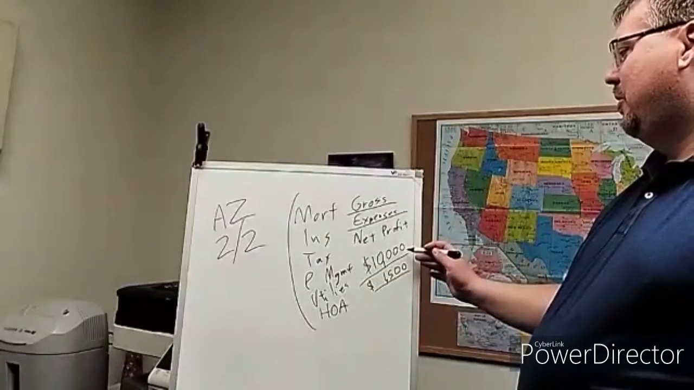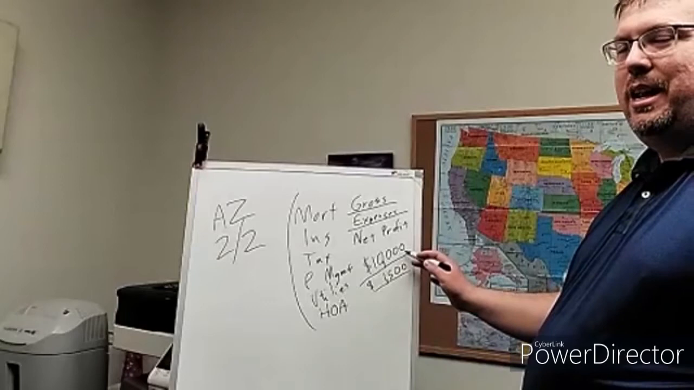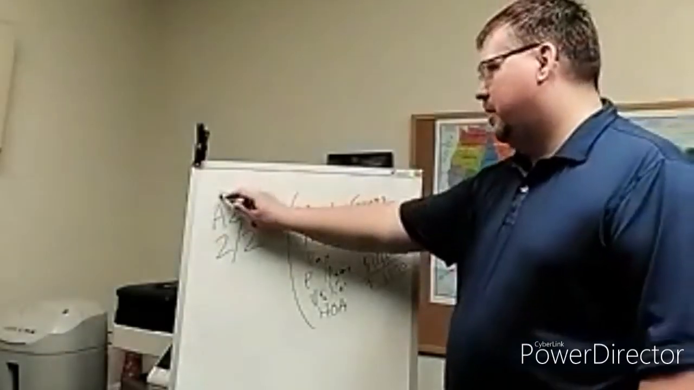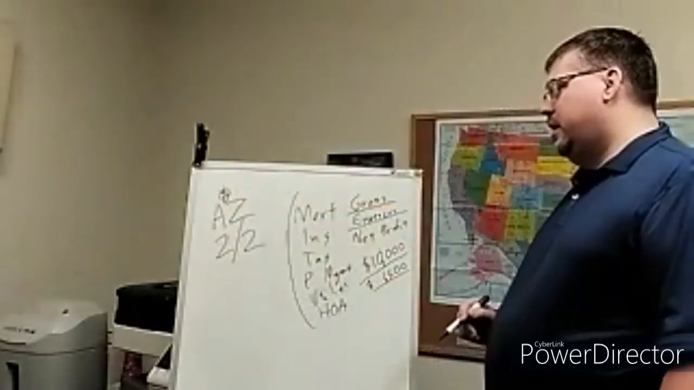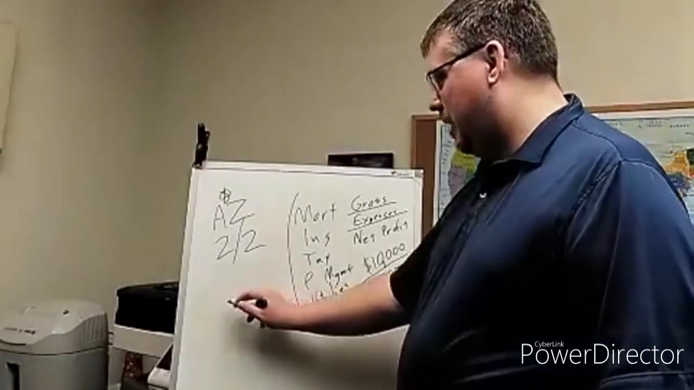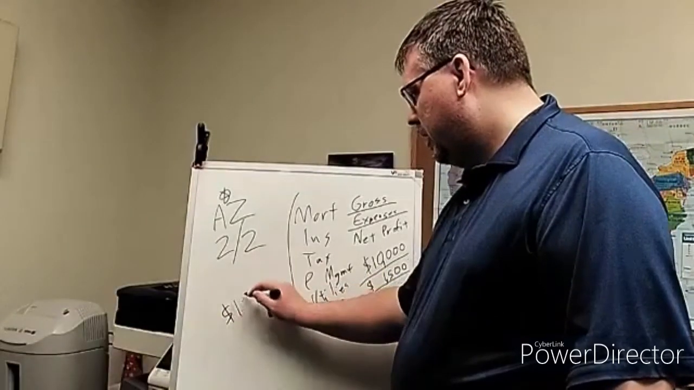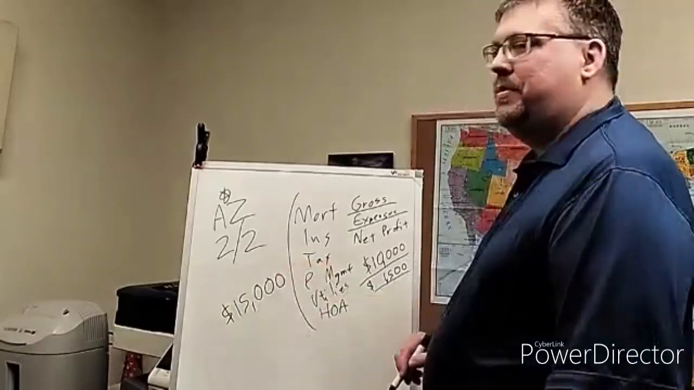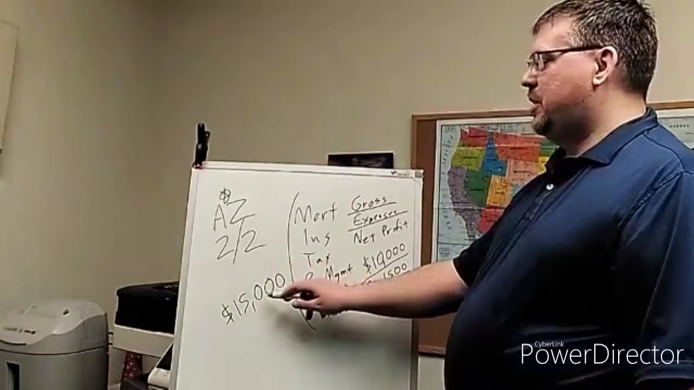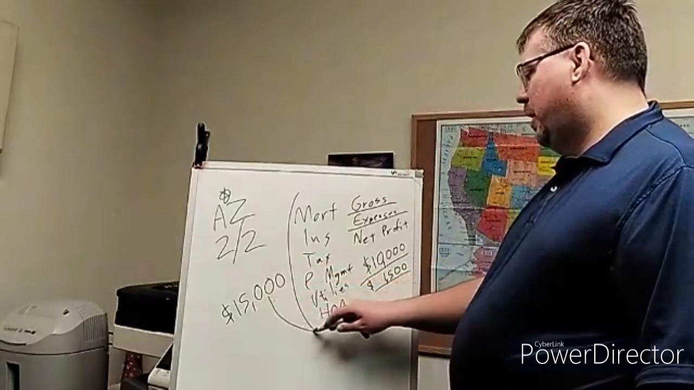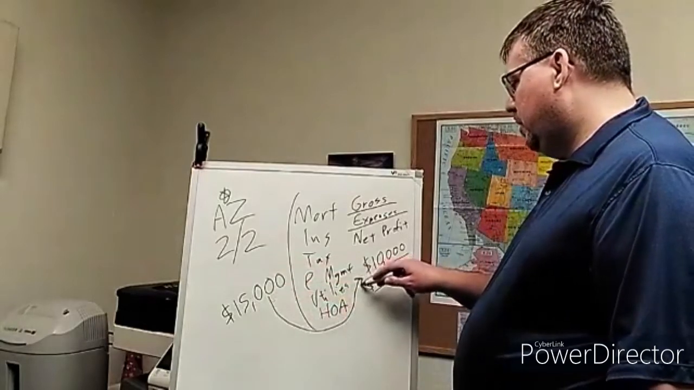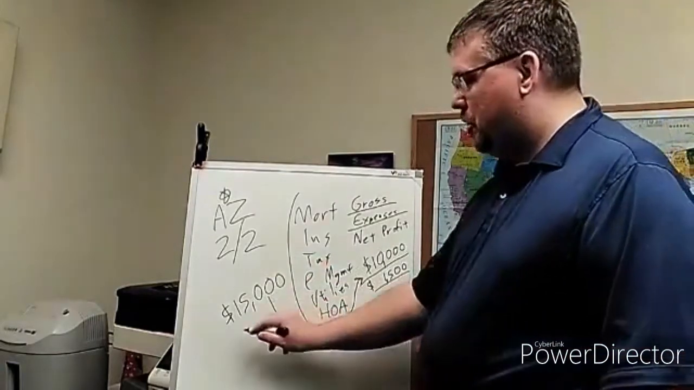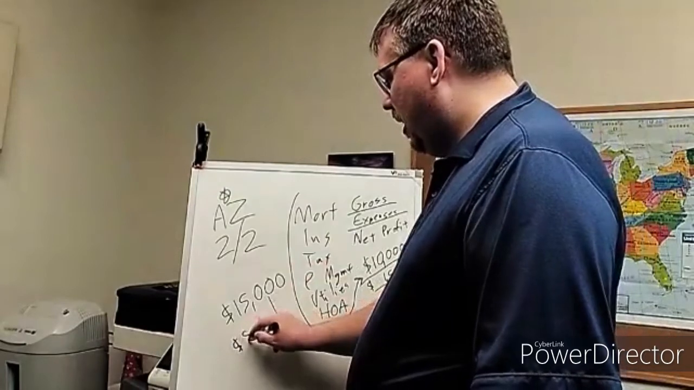Let's just say over the course of a year, you have $10,000 net profit after all expenses. Now you've depreciated this property and, oh, I don't know, let's just say, I'm just going to keep this simple. We have a depreciation allowance per year of $15,000. So essentially what depreciation does is it wipes out your net income, and you actually on paper show a $5,000 loss.